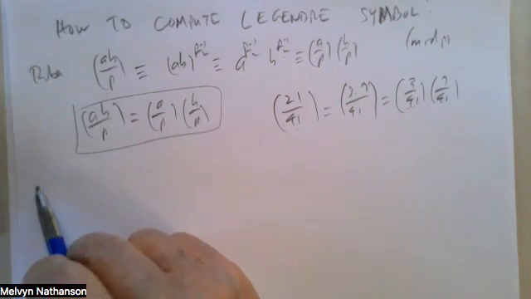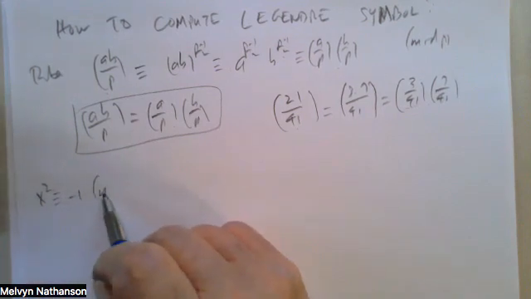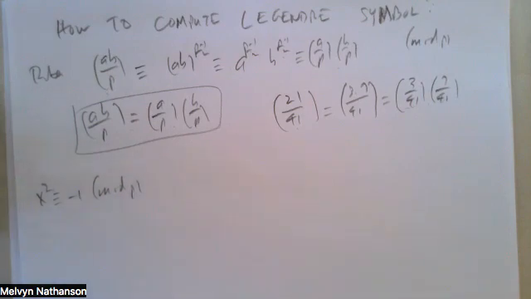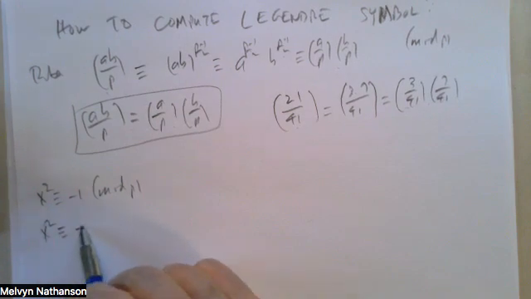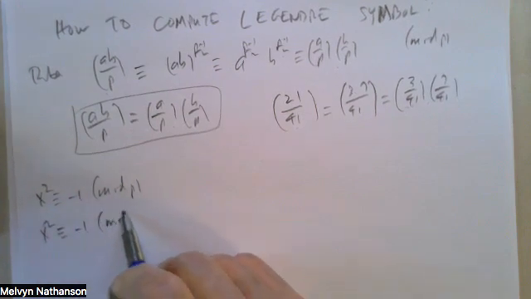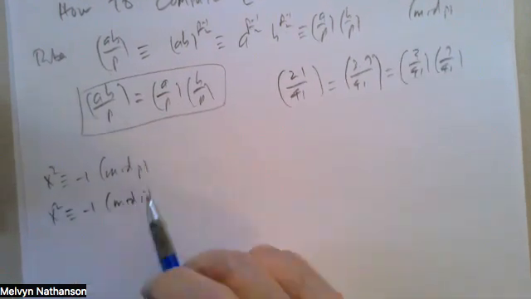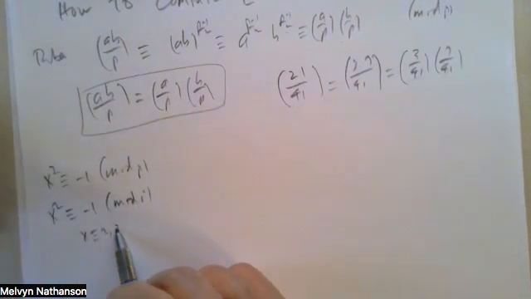What about the congruence x squared congruent to minus 1 mod P? Sometimes this has a solution and sometimes it doesn't. So for example, x squared congruent to minus 1 mod 5 has the solution x congruent to 2 or 3 mod 5.